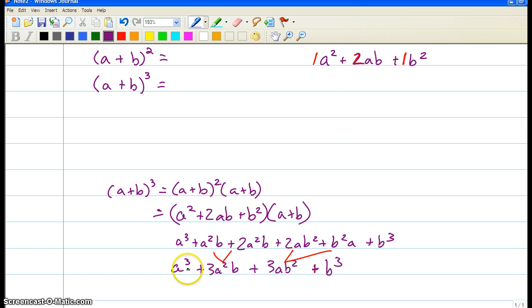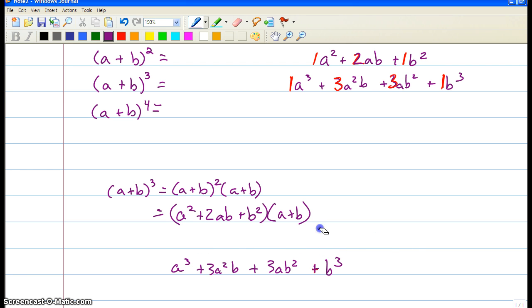So after you expand it, you get a to the third plus 3a squared b plus 3ab squared plus b to the third. And I'm going to write the coefficients in red again. Let's do it one more time, okay? And then we'll talk about the pattern that's created. And we'll ask you guys what you see. A plus b to the fourth. A plus b to the fourth is a plus b to the third times another a plus b. So go ahead and multiply that mess out.